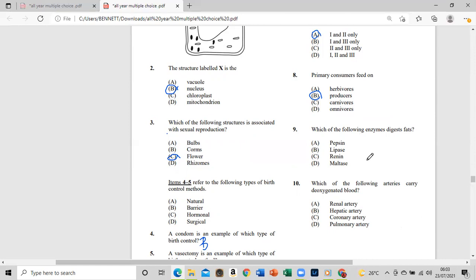All right, which of the following enzymes digests fat? Is it pepsin, lipase, renin, or maltase? Number 9 is lipase, so that's B.